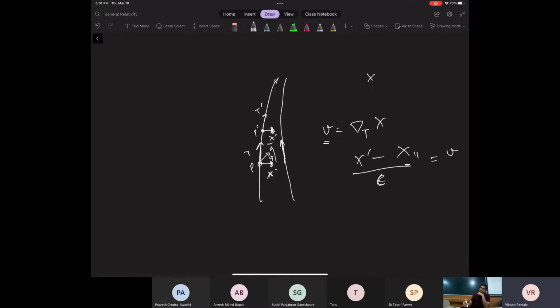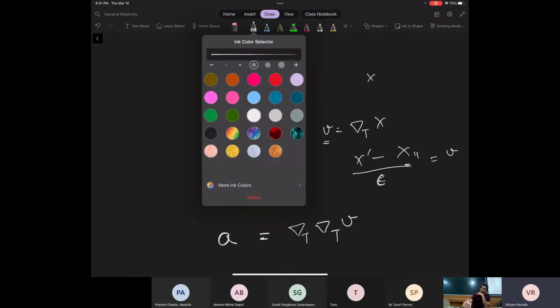we ask what is the rate of change of v itself as we move along the geodesic. That is, as I move from here to here, there's another vector v prime, and I want the difference between this v prime and this v after parallel transport. So we take a second derivative along the direction of the geodesic. So this is something like an acceleration, like an acceleration of the displacement vector.